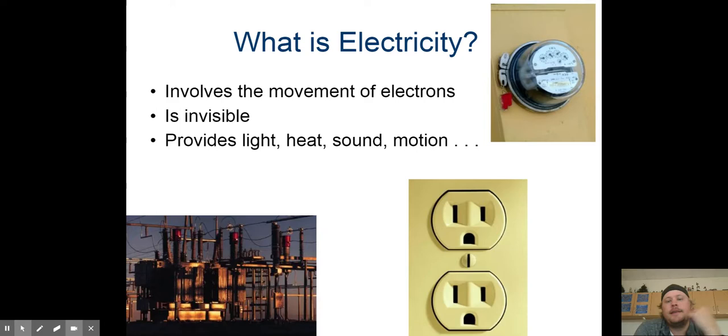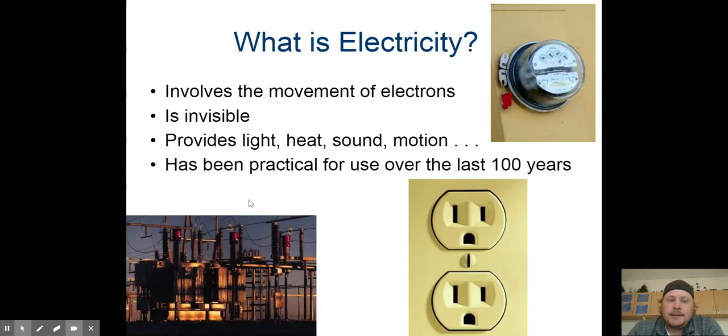And it's been practical. So we've had controlled electricity for over 100 years, okay? And obviously, as it continues to get better and better, we get cooler and cooler technology that can go with it. But the basic ideas of electricity have been had for 100 years.